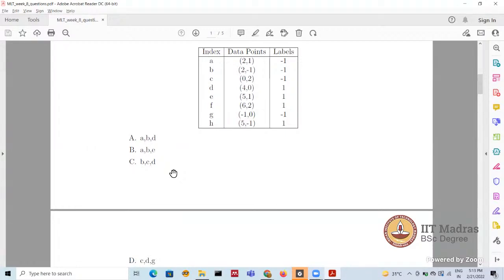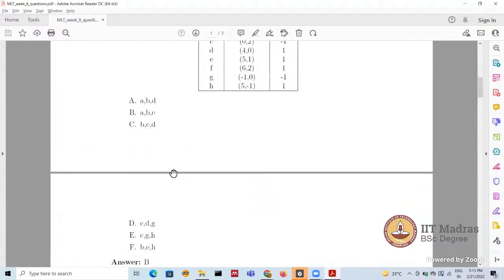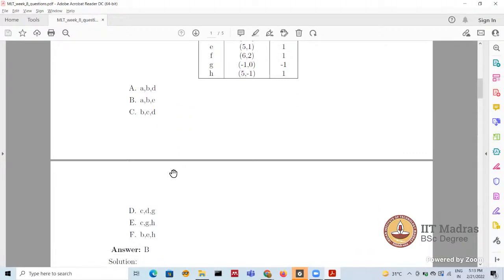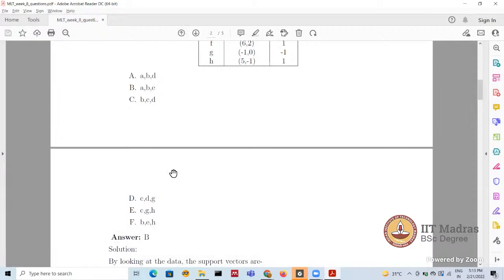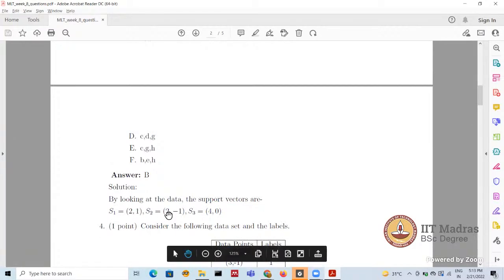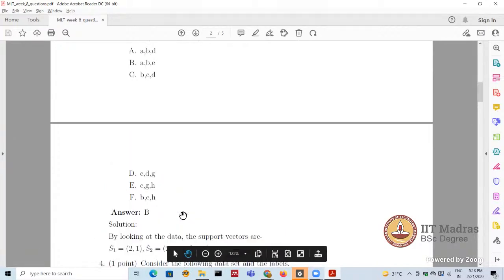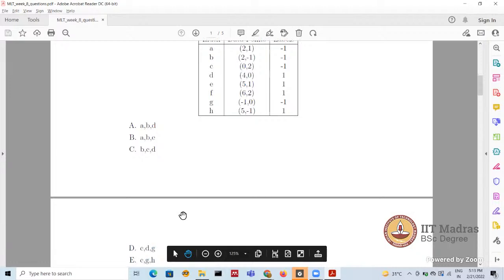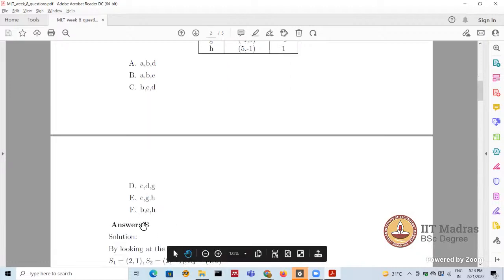I am also getting ABD. I think the given answer is wrong. ABD is the right one. Yeah, 2, 1, 2, -1, and 4, 0. I think the option answer is written wrong.